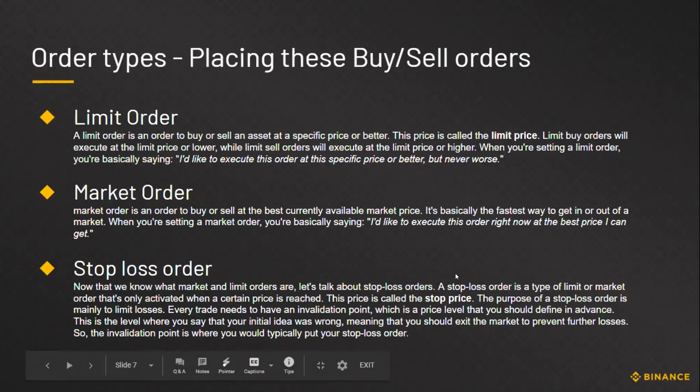Now listen. A stop loss order is a type of limit or market order that's only activated when a certain price is reached. This price is called the stop price. The purpose of a stop loss order is mainly to limit losses. Every trade needs to have an invalidation point, which is a price level that you should define in advance. This is the level where you say that your initial idea was wrong, meaning that you should exit the market to prevent further losses. So the invalidation point is where you would typically put your stop loss order.